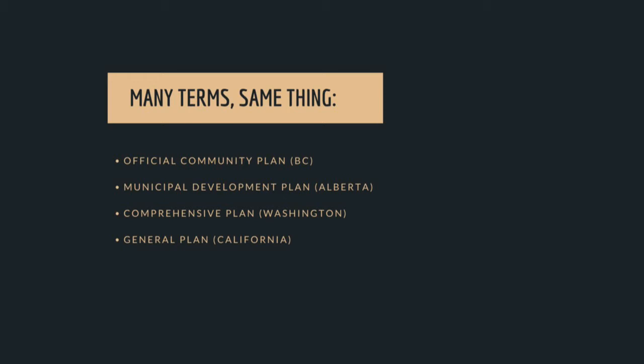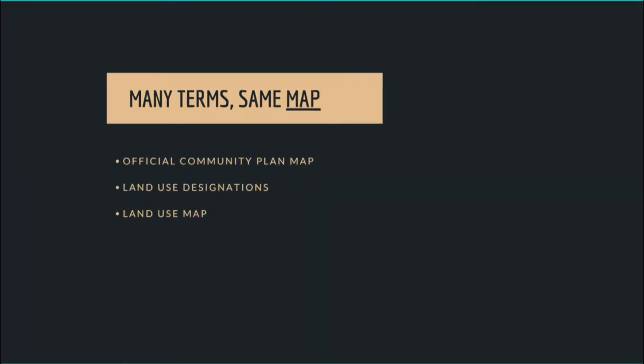The other thing to know, because it was a requirement in your assignment, is what we mean when we talk about land use maps or OCP maps or official community plan maps or land use designations. Again, these are all the same thing, but what they are is a stated intention in map form of what the vision is for the future of the community.